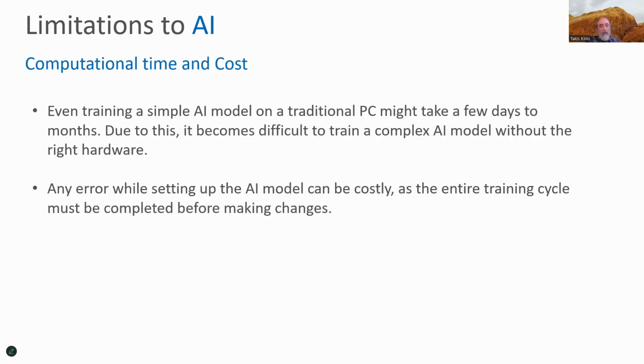I think it's terrifying, actually. Computational time and cost says even training a simple AI model on a traditional PC might take a few days to months, right? So if you don't have the right gear, basically what they're saying, you need some high powered stuff to do AI when you start crunching the math on it and when you're feeding it big data sets, right? And there's huge costs that go with that, not only for the hardware, but for the time involved.